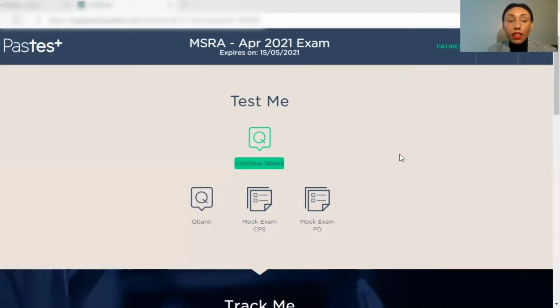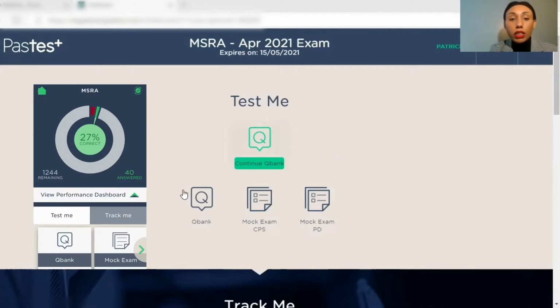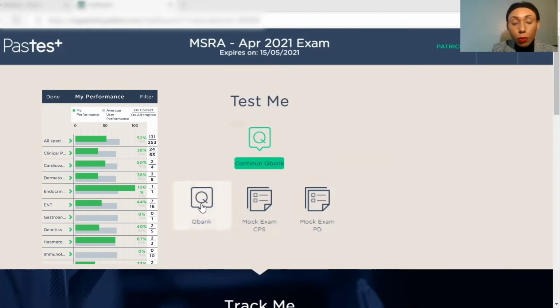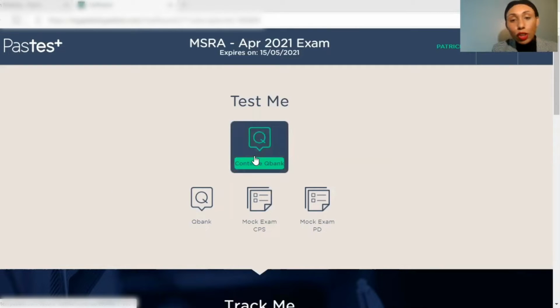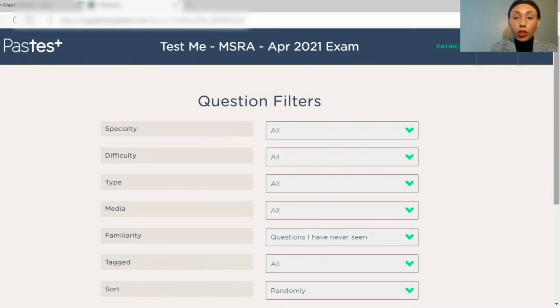When you log in, this will be your homepage. You obviously have the choice to sit mock exams. We're not going to do that today. We're just going to work through 10 questions. So you can click on the question bank. I have already started questions so that I could show you. So let's just go into the question bank.